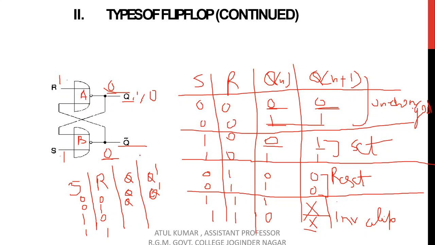And suppose when S is equal to 0 and R is equal to 1, in that case we have a reset value, that is Q is equal to 0 and Q dash is equal to 1. In case of S equal to 1 and R equal to 0, we have Q equal to 1 and Q dash equal to 0. In case both S and R are 1, this means an invalid state, which I will show you as a cross. So this is how the truth table is generated for the SR flip-flop.